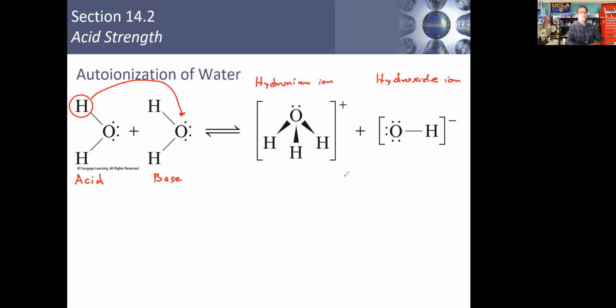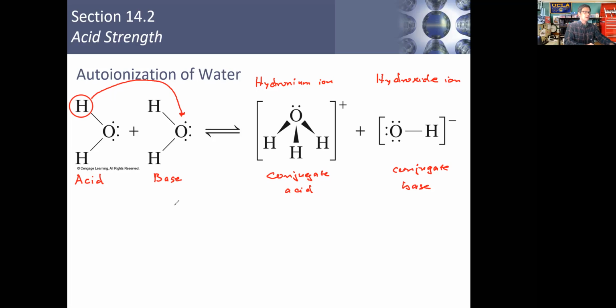If we take a look at this, this would be our conjugate acid, and this would be our conjugate base. So water does this. When it auto-ionizes, it will produce this acid and this base here. Now, make sure you understand that we can write this in a simpler manner here. So this is the auto-ionization of water.